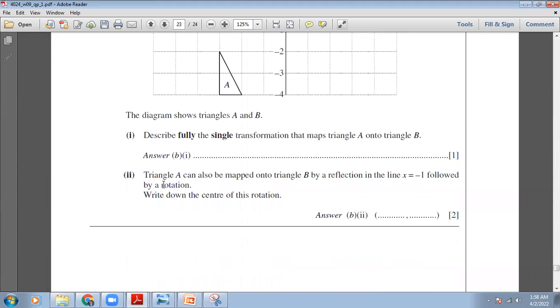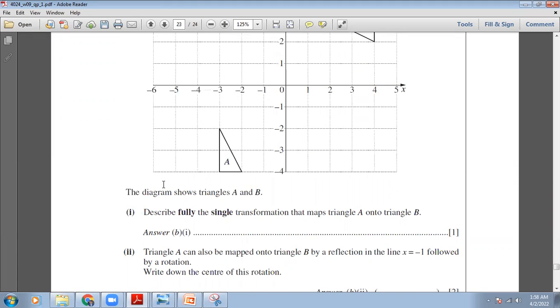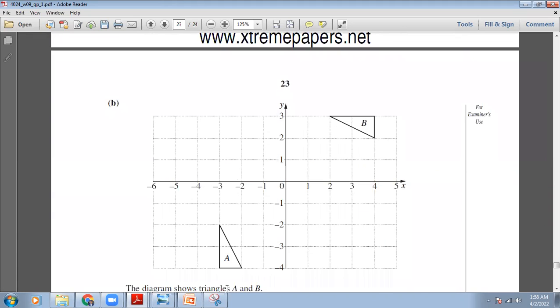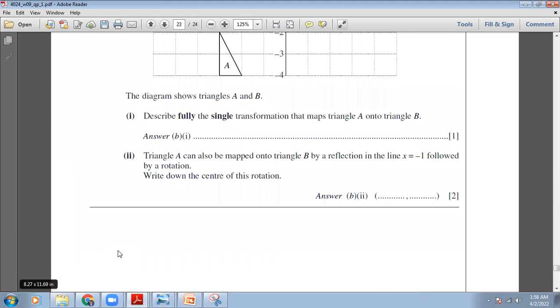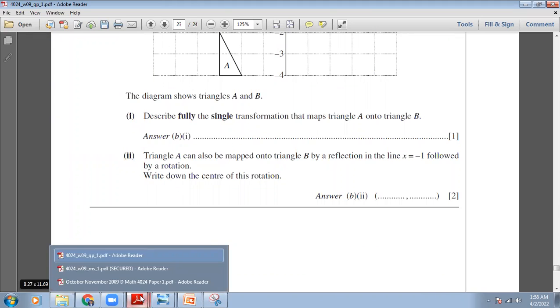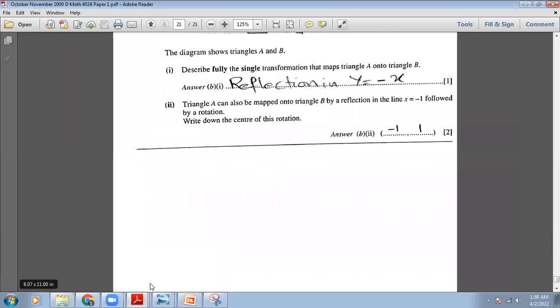Okay. Now, the next question is, triangle A can also be mapped onto the triangle B by a reflection in the line x equals -1, followed by a rotation. Write down the center of this rotation. Okay. So A went to B by 2 steps. First, by reflection in the line x equals -1. So let me show you.